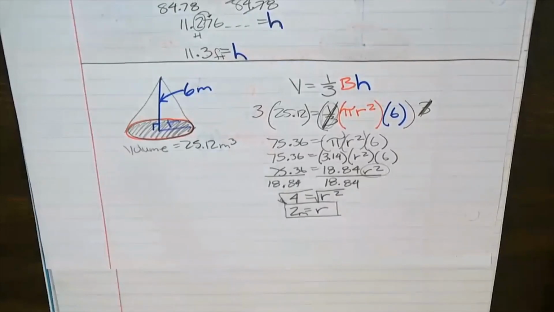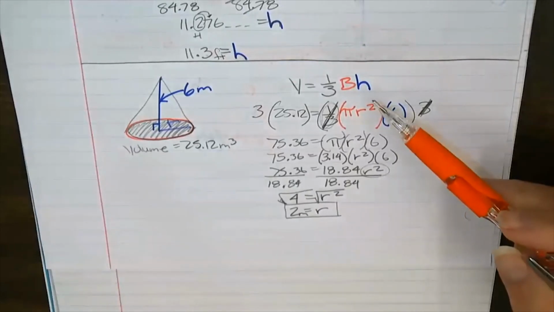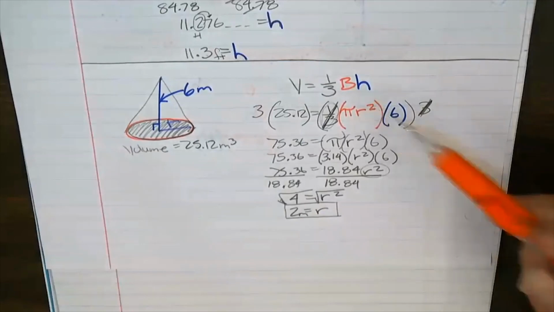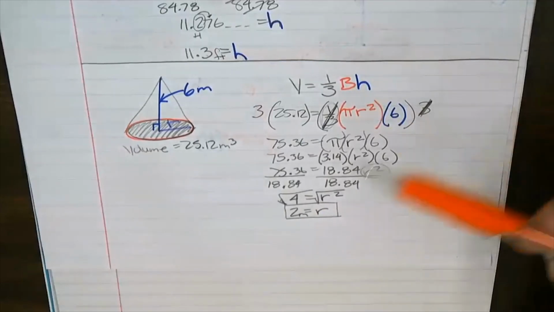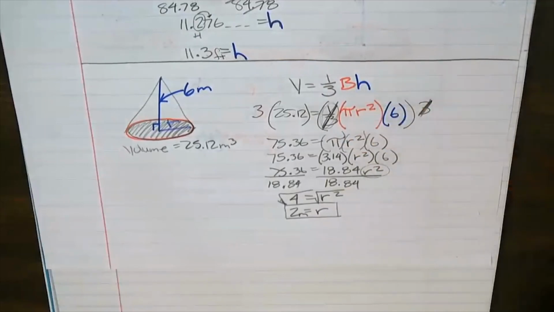Okay? So once you have the formula, it doesn't matter what's missing. It's just a game of substitution. You're going to substitute in the information you know to find that missing variable. Okay? So that is what we are doing today. Does anybody have any questions?